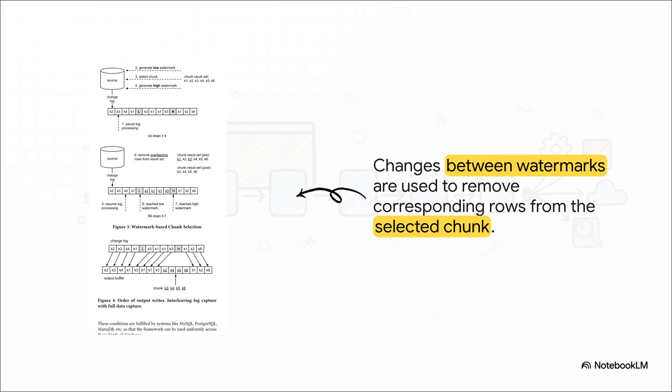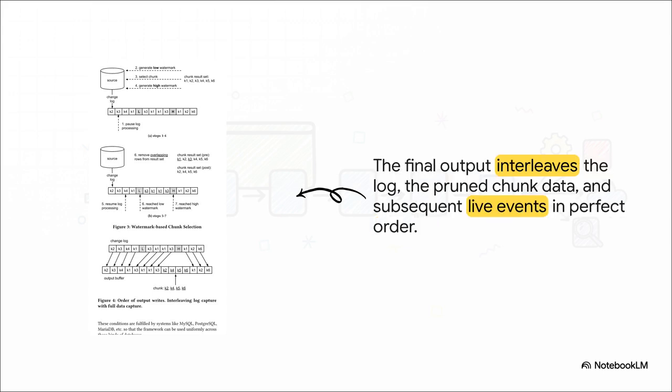Okay, now this is the genius move. dblog goes back to processing the live log, and for any change that happened between those 2 watermarks, it checks to see if that change affects a row it just read in its snapshot. If it does, it literally removes that row from the chunk it just read. This is the key. It guarantees that the more recent data from the live log always wins. And boom, there you have it.